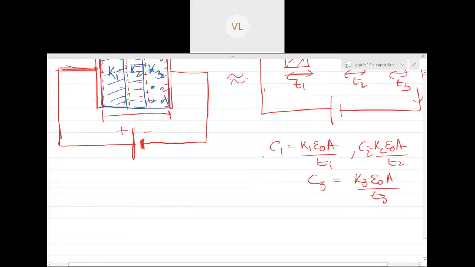So anyways, these were the three capacitors C1, C2, C3. And now this C1, C2, C3 are in which connection? Yes or no, guys?